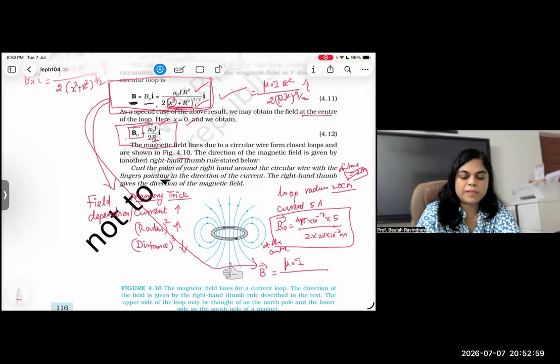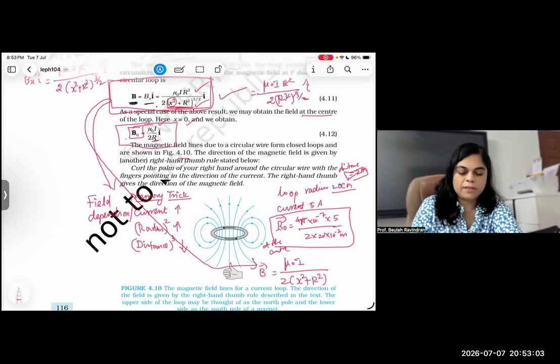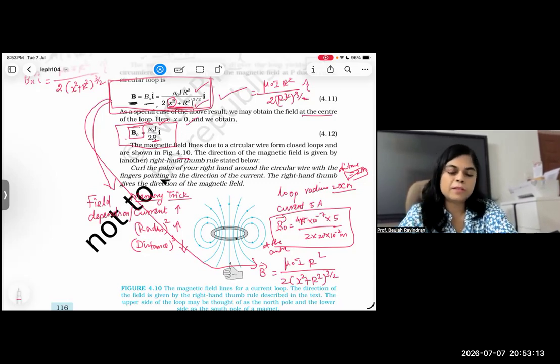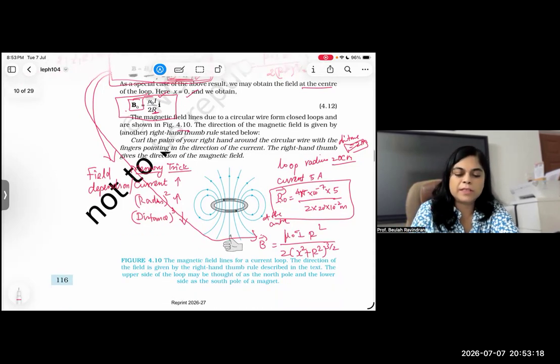What are the mistakes? Instead of writing x square plus r square the whole power 3 by 2, students may write r square, or simply r square plus x square like that. So do remember it is the whole power 3 by 2. So you have to solve all these things.